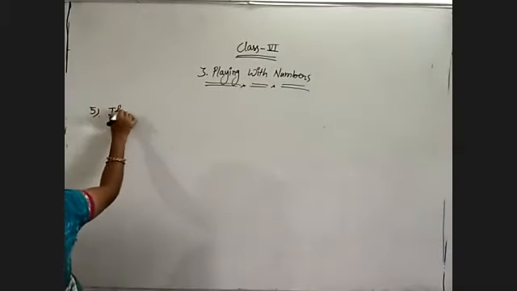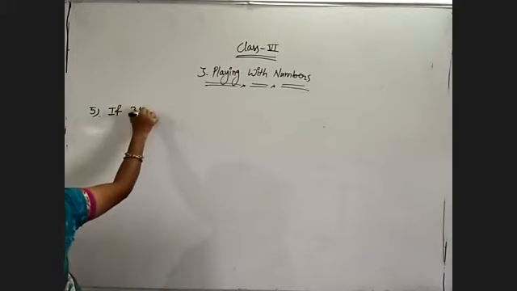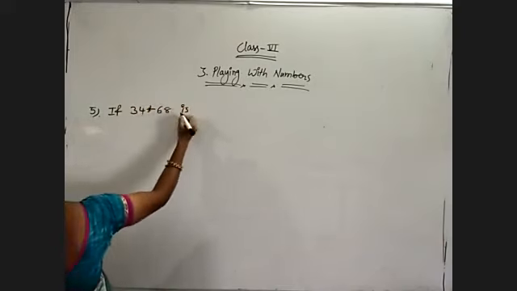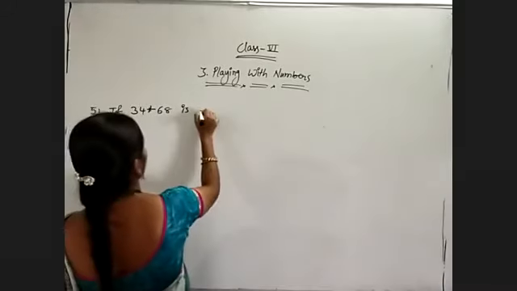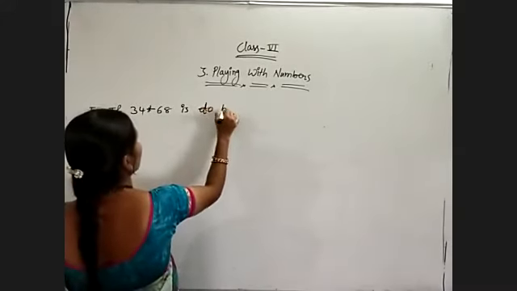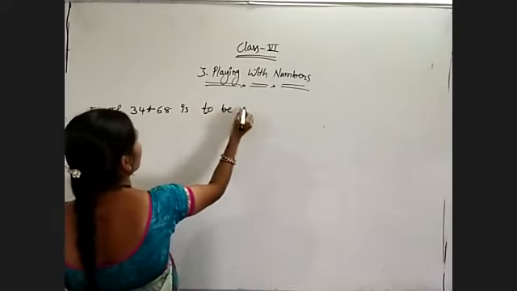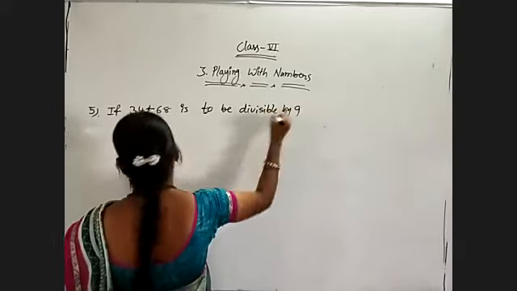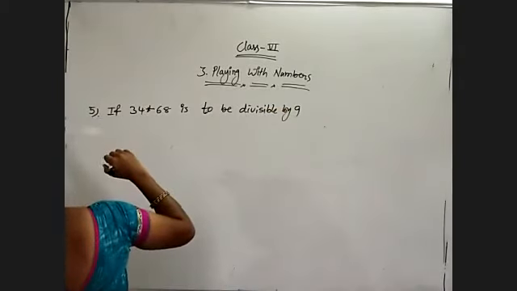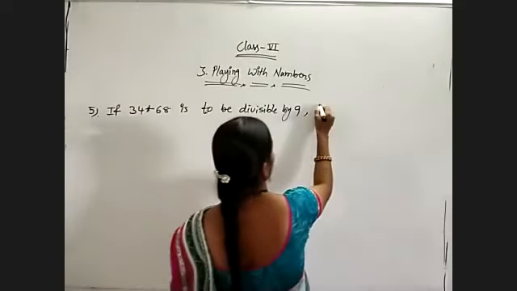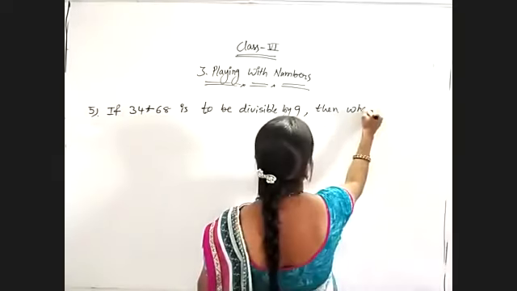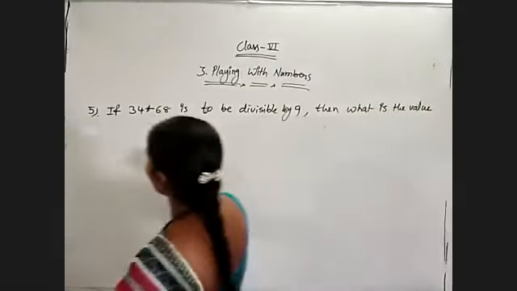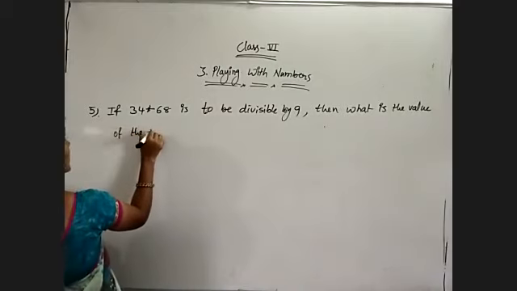If 3, 4, star, 6, 8 is to be divisible by 9, then what is the value of the missing digit?